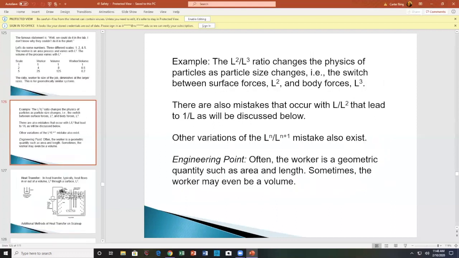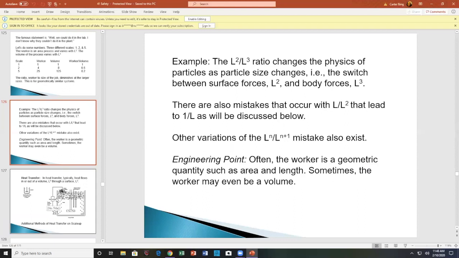So the L squared to L cubed ratio changes the physics. Take the physics of particles: you switch from surface forces to body forces. Very small particles are controlled by surface forces. Large bodies are controlled by gravity, or body forces. So you have a switch in physics here. The worker is often a geometric quantity, such as area and length. Sometimes the worker may even be volume.